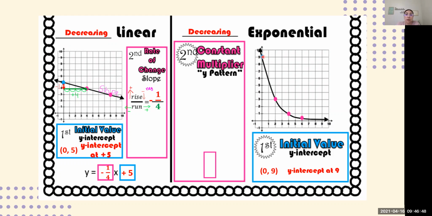Okay, how do we find the constant multiplier, your y pattern? You need to find your y's. So when you're looking for your y's, match those points to your y-axis. So let me show you here. When I start on the left side, here's my first point. So my first y value is 9. Coming down, here's another point, match it to your y value, that's 3. Coming down, match it to another y value, that's 1.